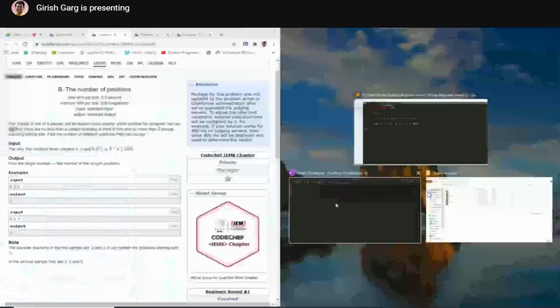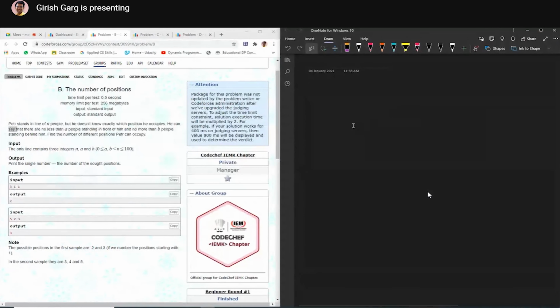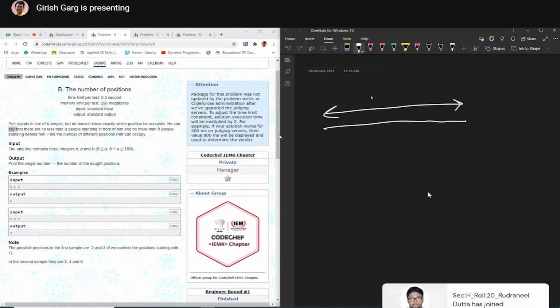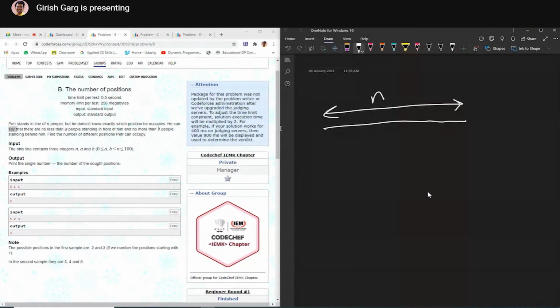So basically, the crux of the problem is that we have been given a line where there are a total of n people, and it says that there are no less than a people standing in front of me. That means at least a people are standing in front of me. So let's suppose these are the a people standing in front of me. So these positions are vacant. How many positions are vacant? n minus a. So these positions can be occupied by me. This is the first condition.